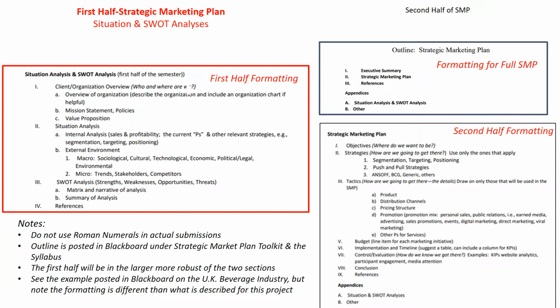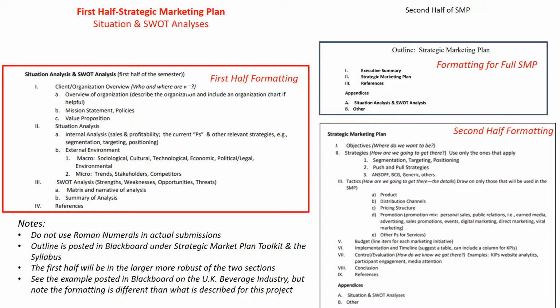This is followed by a conclusion or summary of the SWOT analysis. This will be the information that becomes the springboard for the objectives in the next half of the plan, which will be answering the question, where do we want to be? Please note in your submission you do not use Roman numerals, only section titles and subtitles. This outline is posted in Blackboard under the Strategic Marketing Plan Toolkit and also in the syllabus.